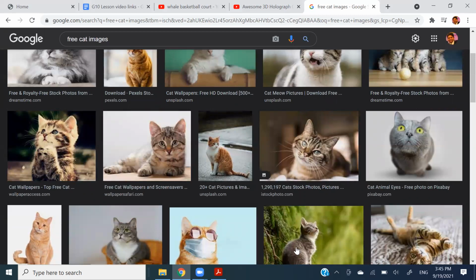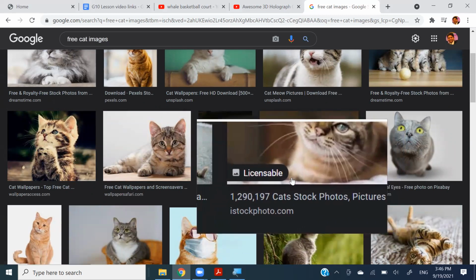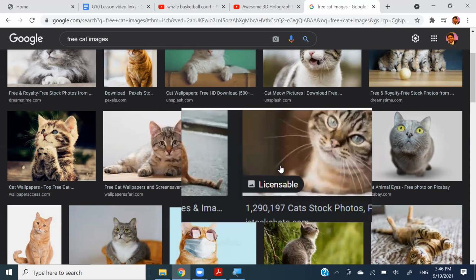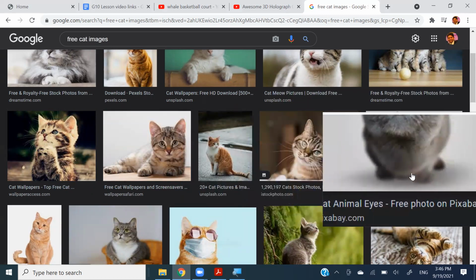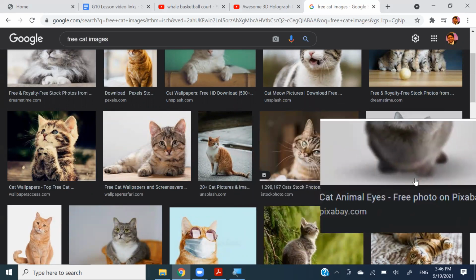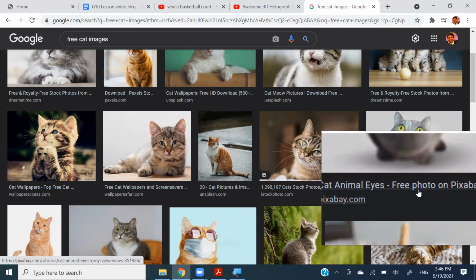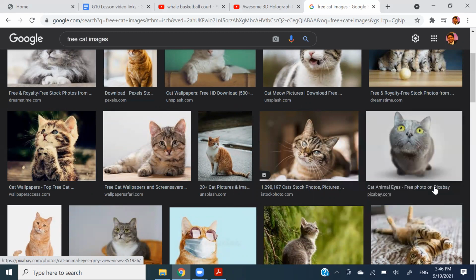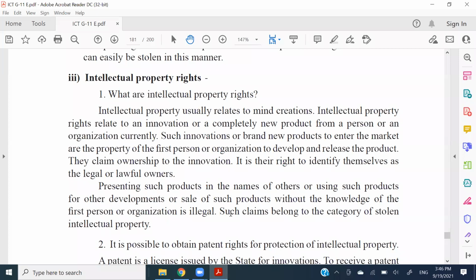And can you see this as well? Even when I'm searching for that, can you see this label licensable, right? So this indicates it has some copyrights, right? And these kind of pictures don't show anything like that, right? And here in the description it says free photo on Pixabay, right? So those kind of limitations are there with these things now, right? So it is because of this unethical and illegal thing that people are doing.